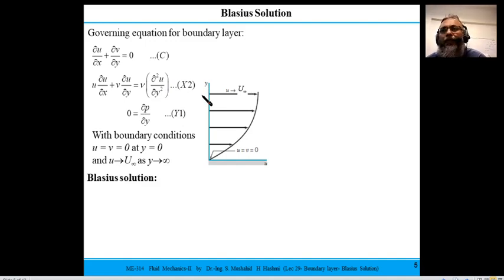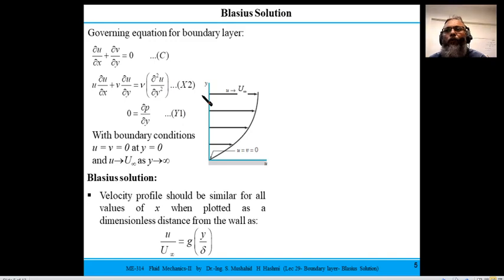What Blasius has actually done is assume that there is a velocity profile, and in this dimensionless form, this dimensionless velocity would be some function of the dimensionless number y over delta. Y is an arbitrary value from the wall, any value of y, and delta is the boundary layer thickness, when your y is such that your local velocity u approaches the free stream velocity.